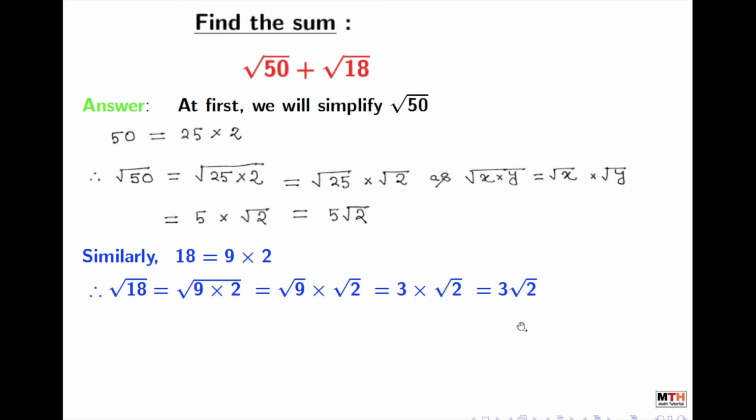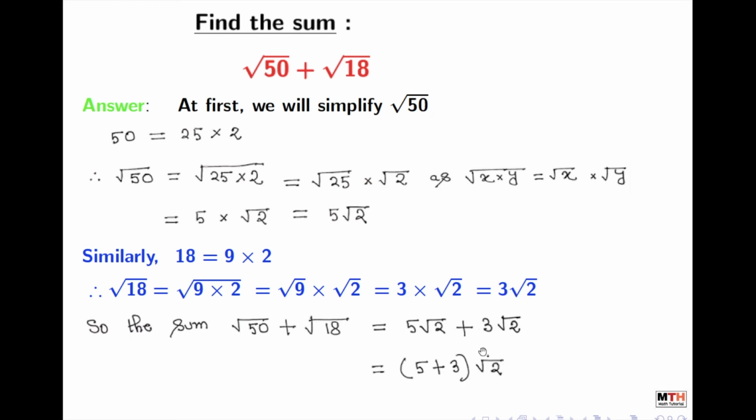Now we will find the sum. So concentrate on it and write it as square root of 50 plus square root of 18 is equal to 5 root 2 plus 3 root 2. So write it here, and here look that square root of 2 is common in these terms. So we will take it and write it as 5 plus 3 times root 2.